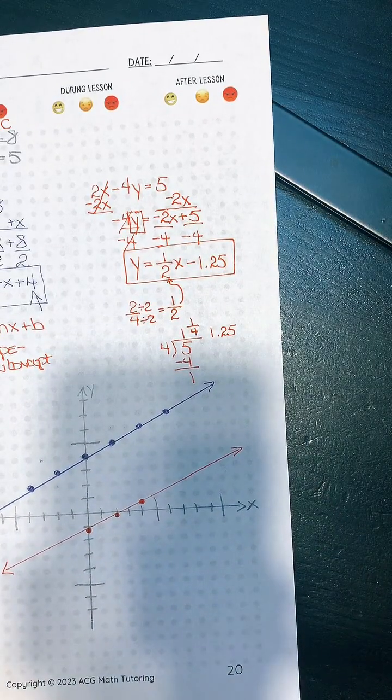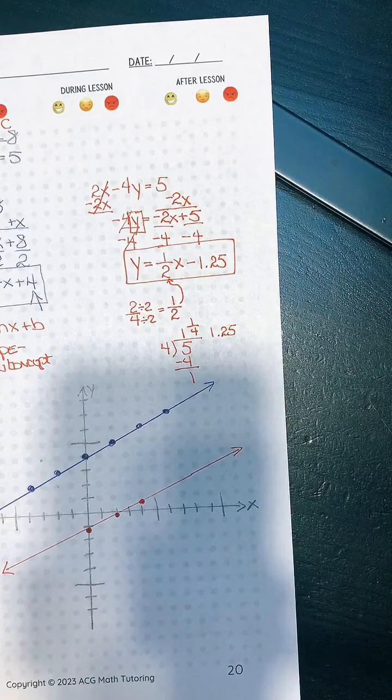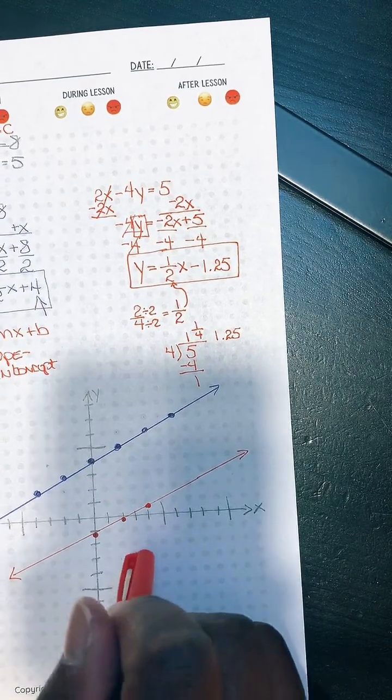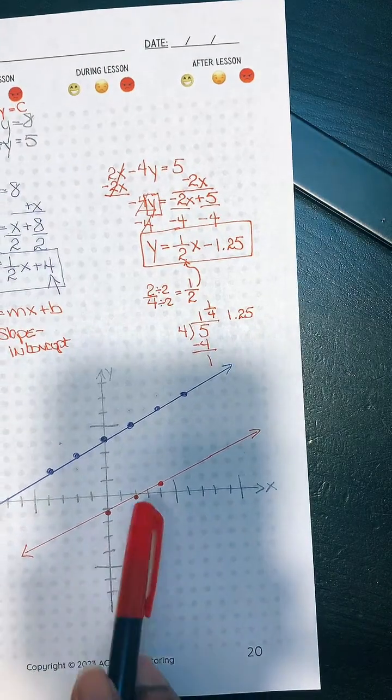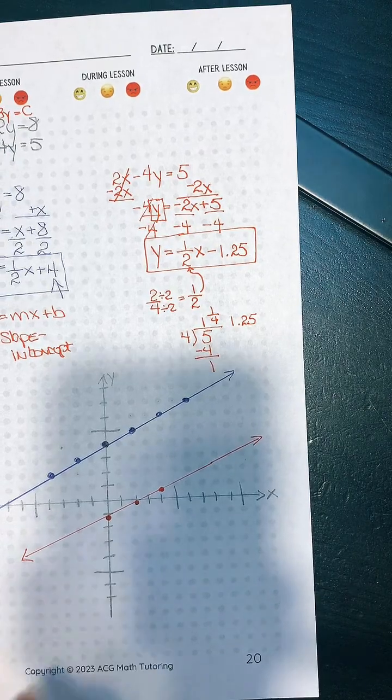Parallel, good. Yes, there's no solution. They're parallel. They do not intersect. So we do not have an intersecting point. We do not have a point of intersection. So they don't have any points in common because they are not intersecting.